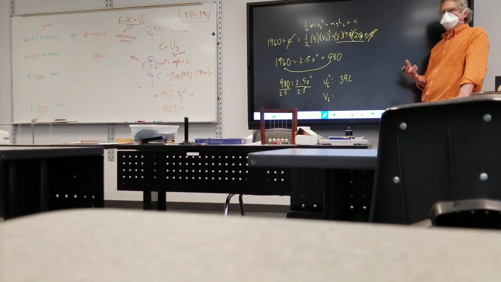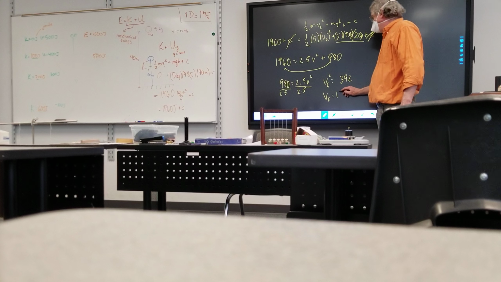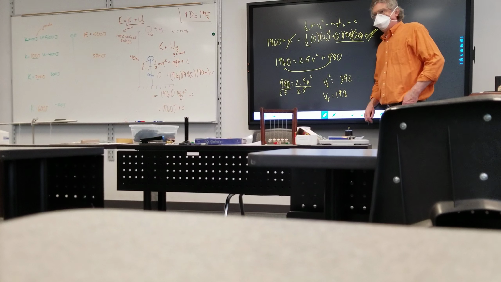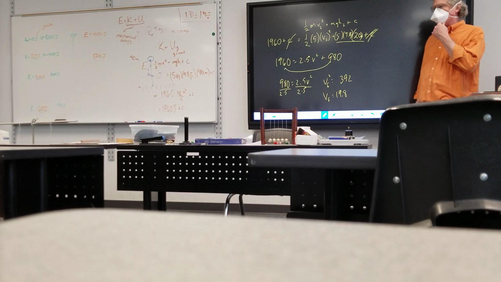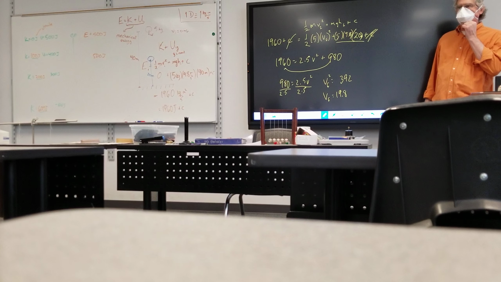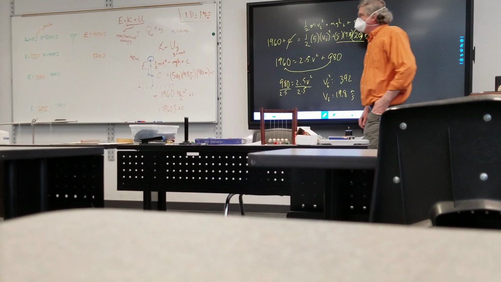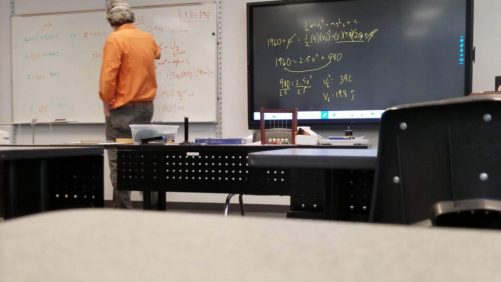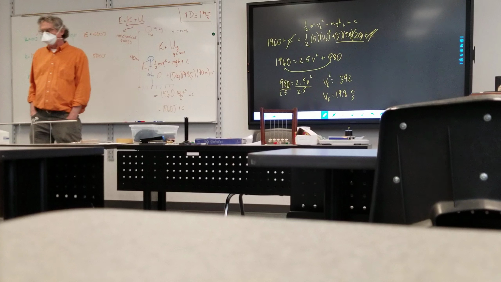Square root of 392 is 19.8. Meters per second, not just meters. So if it falls 20 meters, starts at rest, it falls 20 meters, and it's going 19.8 meters per second. Questions up to here?